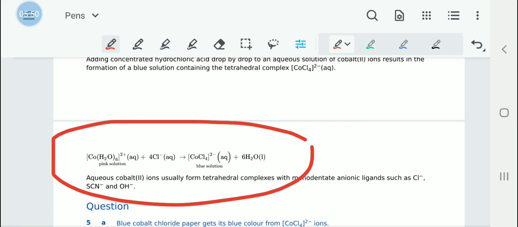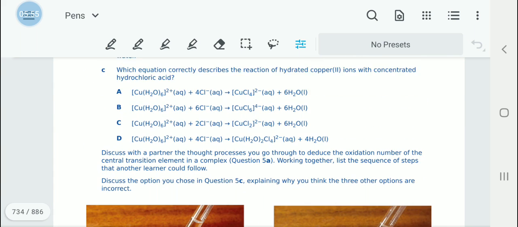If you understood everything, please do question number 5. If you did not understand, please raise questions.